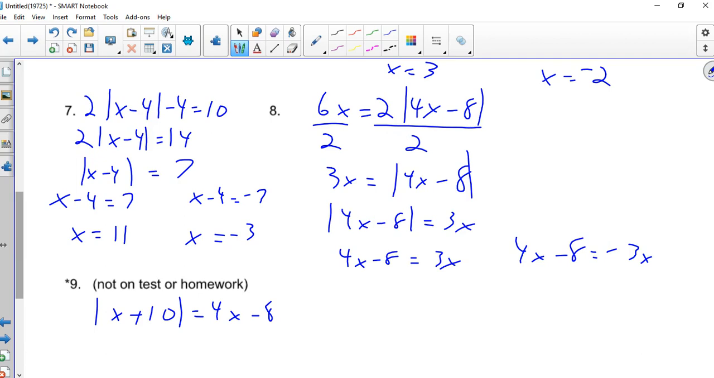So, easiest way to do this is just subtract 4x and divide by negative 1. You could move the 8 over and move the 3x over. It still works. Depends on how many steps you want. I'll do it both ways, one for each one. So in this case, I'm going to subtract 3x and get 1x minus 8 equals 0. Add 8 to both sides. I get 8.